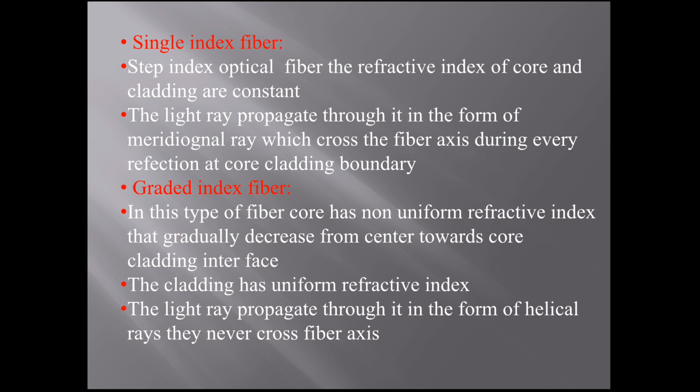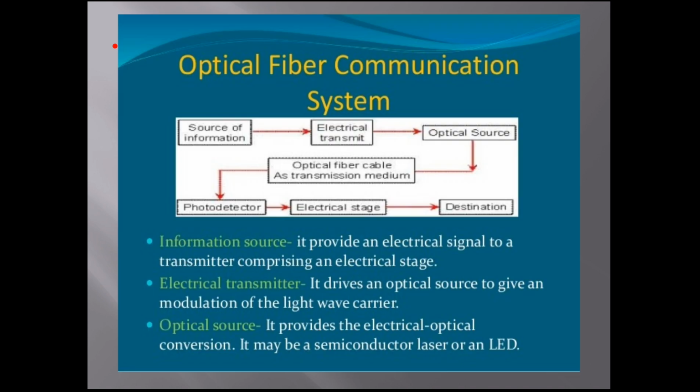The second subtype is the graded index fiber. In this type, the fiber core has a non-uniform refractive index that gradually decreases from the center towards the core cladding interface. The cladding has uniform refractive index. The light rays propagate through it in the form of helical rays. They never cross the fiber axis.